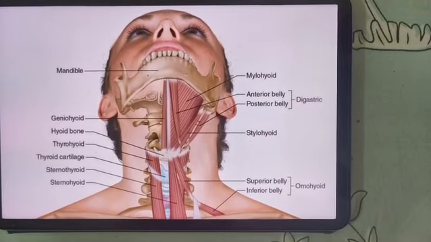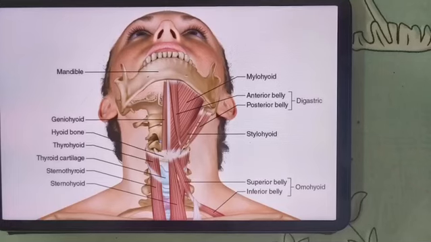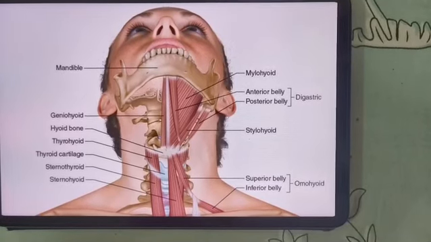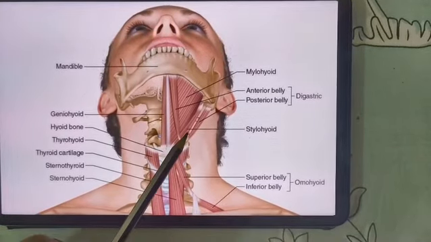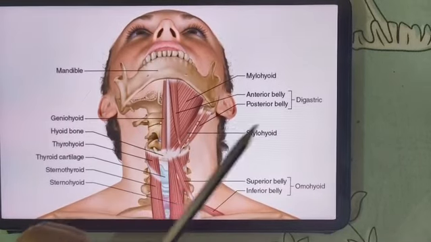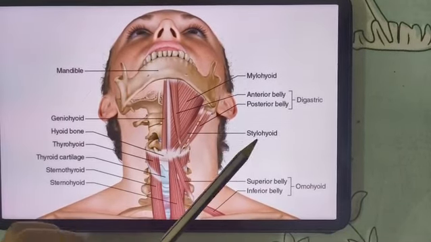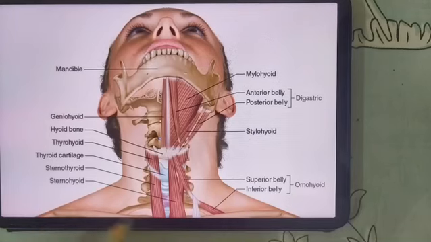At the medial border of the greater cornua, there is insertion of stylohyoid muscle and the digastric pulley. Here you can see the stylohyoid muscle and this is the digastric pulley. These 2 are inserted at the medial border of the greater cornua.